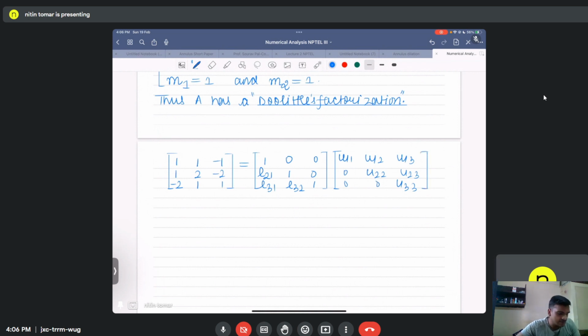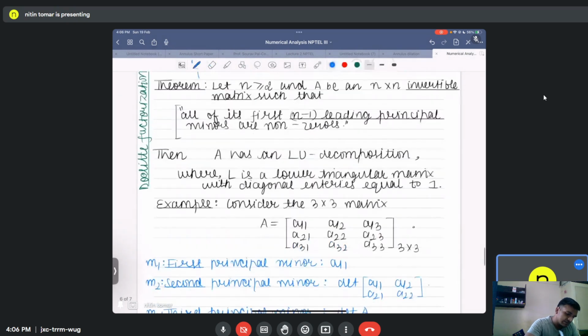Can we solve this? How are the diagonal entries of the first matrix 1? From the Doolittle factorization: it says L is a lower triangular matrix with diagonal entries equal to 1. This is special, which is why it has a name, Doolittle factorization.